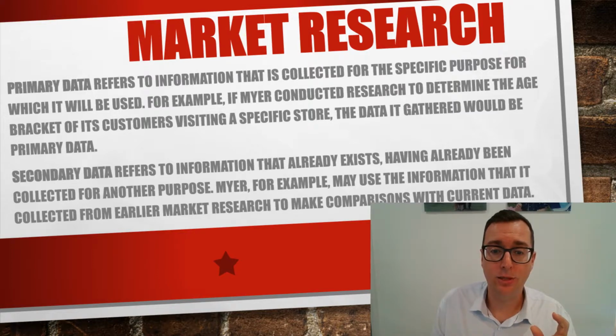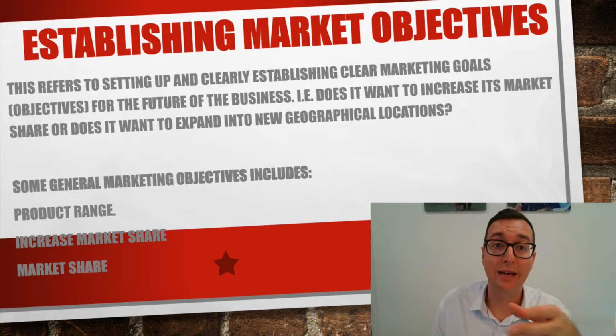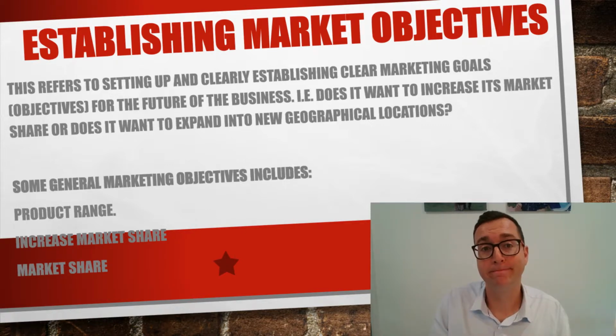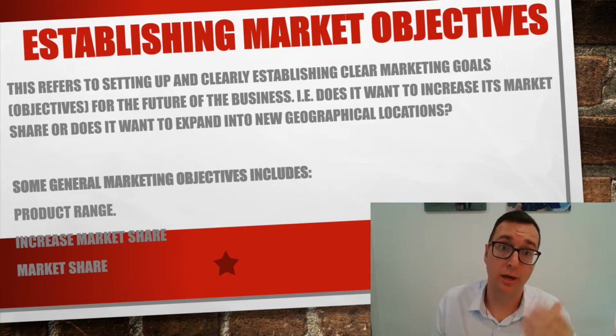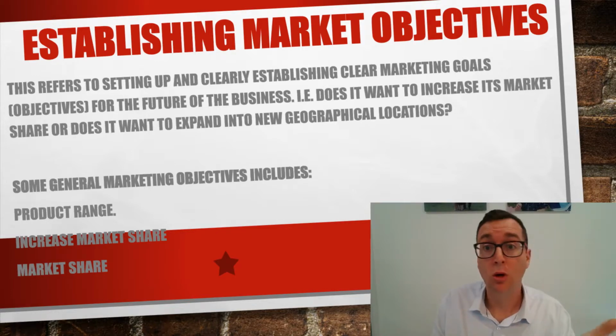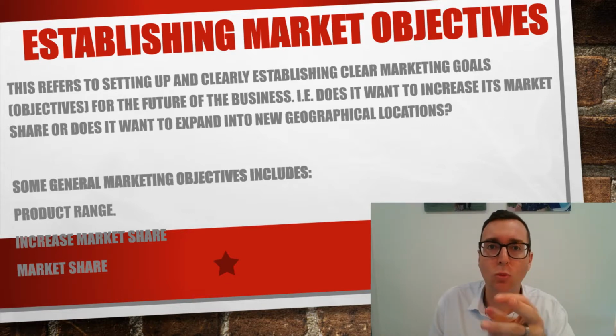Now, the next step in terms of this marketing plan and the process is to establish clear marketing objectives. What does this mean? This refers to setting up and clearly establishing marketing goals, objectives for the future of the business, i.e., does the business want to increase its market share? Or does it want to expand into new geographical locations? Or both?